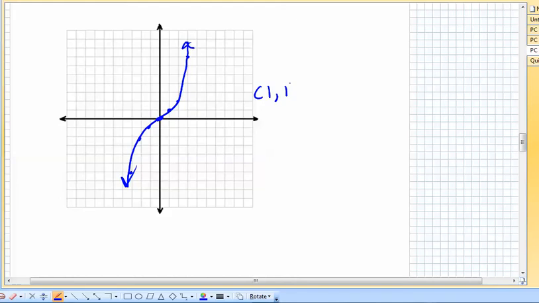Notice the points 1, 1, and then here it's negative 1, negative 1, so you have the exact opposite. That means it's symmetric to the origin. So that would be an odd function.